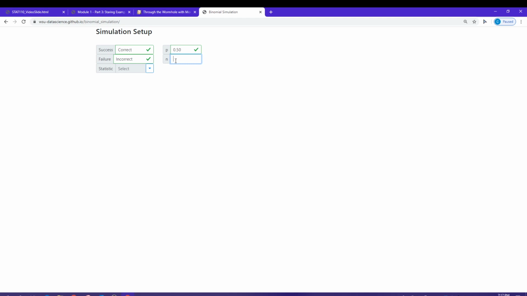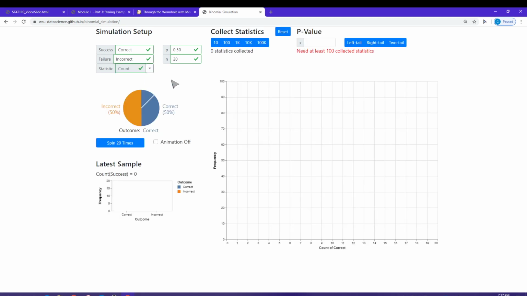And then the n value here is going to be 20 because a total of 20 trials were completed by that woman. The statistic is going to be the count, because I am interested in the number of correct outcomes. Now once this is done, the rest of the app will present itself and I can start to gather outcomes. So let's go ahead and click the spin 20 times button here on the left-hand side of the screen.